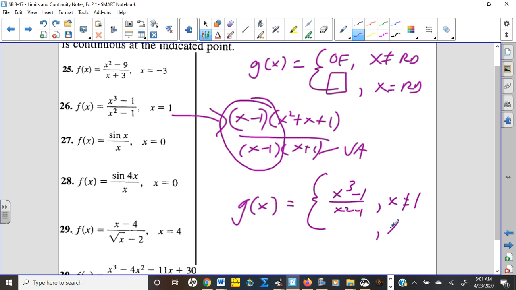Now, if x does happen to be equal to 1, what do we get? Well, let's plug a 1 in here. 1 squared plus 1 plus 1 divided by 1 plus 1, 3/2. That's your height. That's how you do these. There's really not much more to it than that.